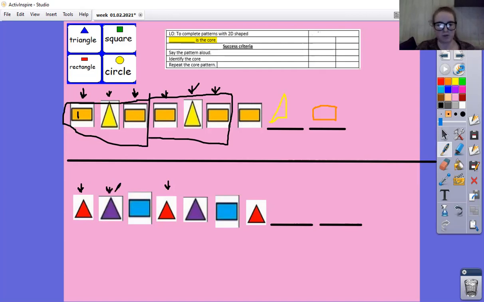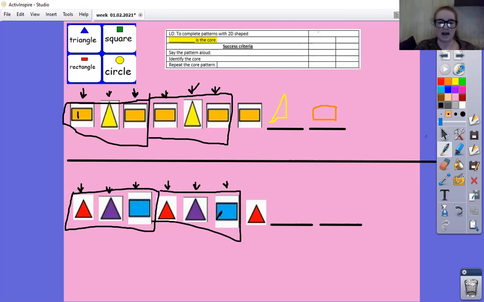So after my red triangle, I have a purple triangle. Red triangle, purple triangle. So far it's looking like it's matching. After purple triangle, I have blue square. And then it starts again. So I can see that this is my core. This is a repetition of my core. Fantastic. And then this is another repetition that I need to complete.